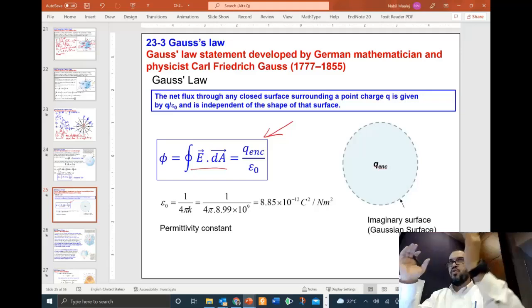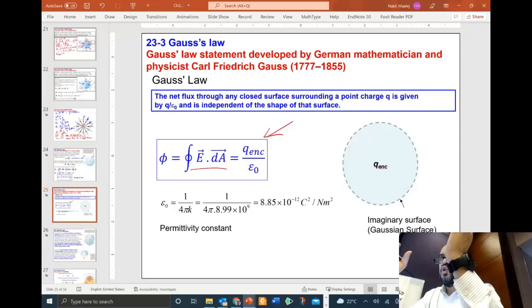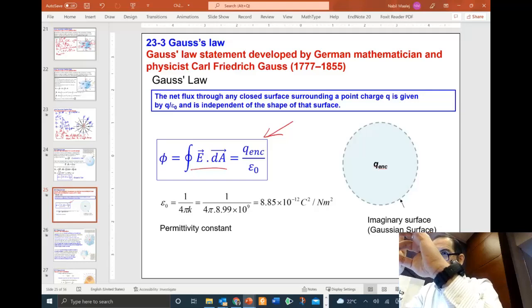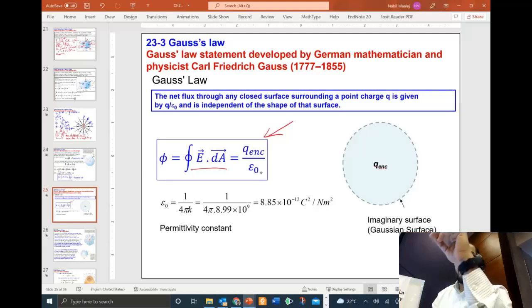I said if you put a closed surface in a uniform electric field, the flux will be 0. The other way to say this: if there is a net charge inside this closed surface, the flux will not be 0. This is what Gauss's law says. It depends on what the charge is enclosed by this closed surface.